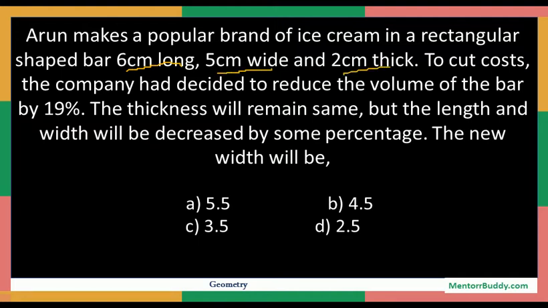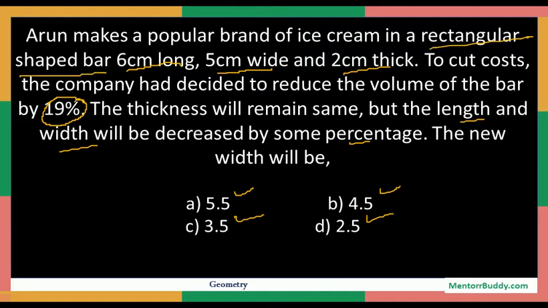To cut down the cost, the company has decided to reduce the volume of the bar by 19%. Implies the decrement in the volume of the ice cream bar is going to be 19%. The thickness will remain same, but the length and the width will be decreased by some percentage. Then we have to figure out the new width, and the listed options are 5.5, 4.5, 3.5 and 2.5.